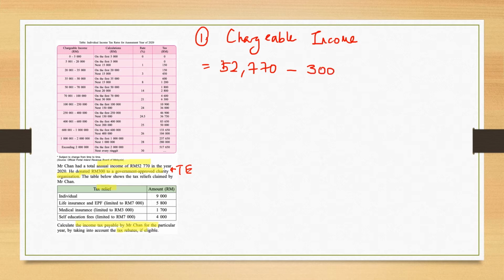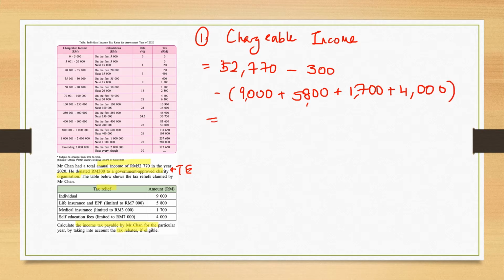Minus your 300 ringgit, and then plus. Sorry, not plus, minus. My apologies. Minus all these reliefs out. So 9,000 plus 5,800 ringgit plus 1,700 ringgit right here, and then plus 4,000 ringgit. Once you calculate all this and minus that out, you should get a total amount of 31,970 ringgit chargeable income right here. Okay, now we've done that.